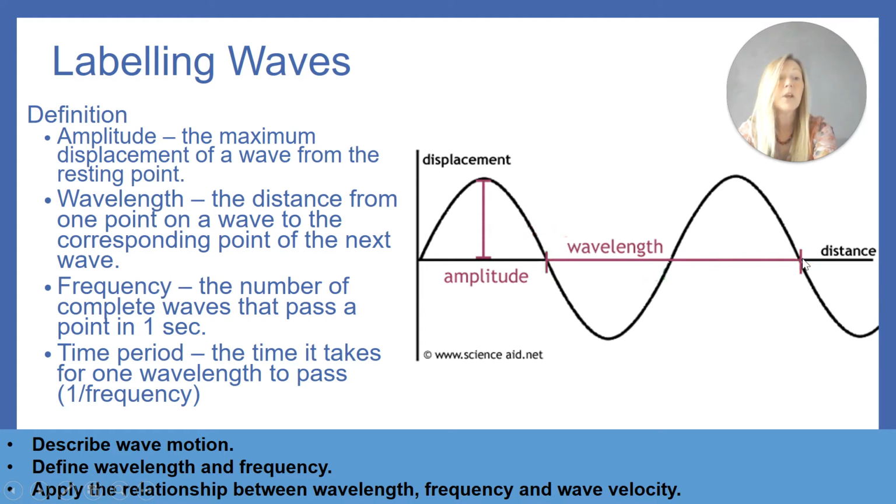When we look at wavelength, it's from one point on a wave to the corresponding point on the next wave. So if we look at this one, you can see we've got a complete trough and a complete crest. You could also measure it from crest to crest or from trough to trough. Now, the frequency of a wave is just the number of waves that pass a given point in 1 second. So literally just stand there and count. And the time period is the time it takes for one complete wave to pass a particular point.